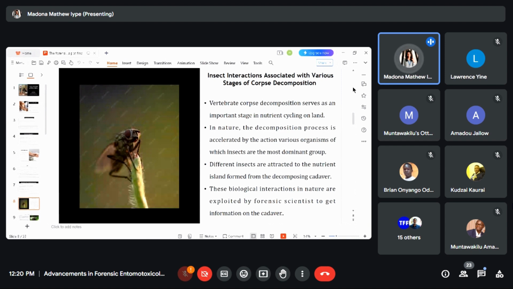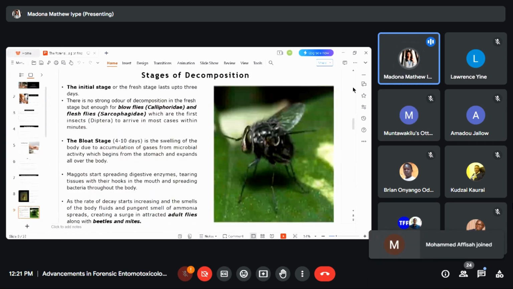So different insects, different animals, are attracted to different levels of nutrients or different parts, different components of our body, one which comes out or which starts decaying once the cadaver is decomposing. So, stages of decomposition, let's have a quick check on what the stages of decomposition are.